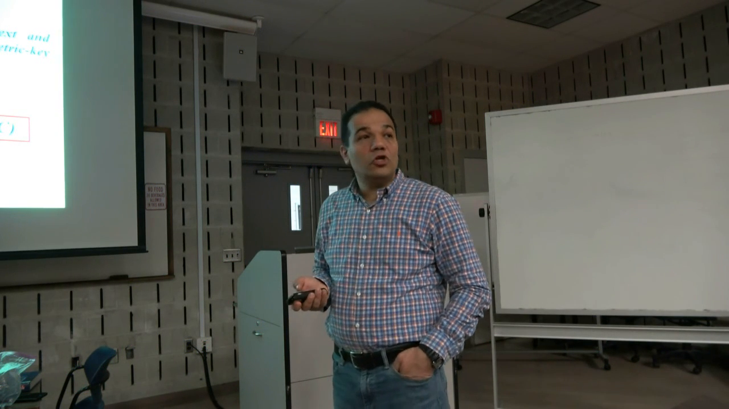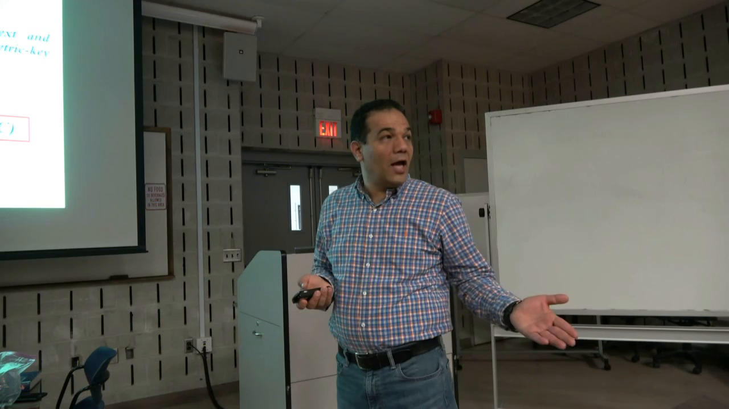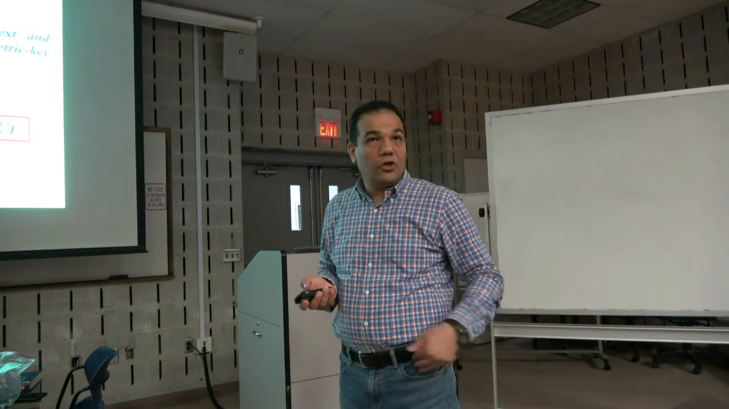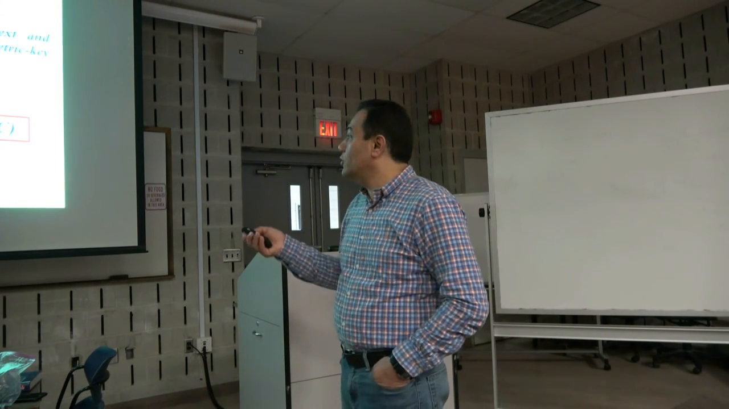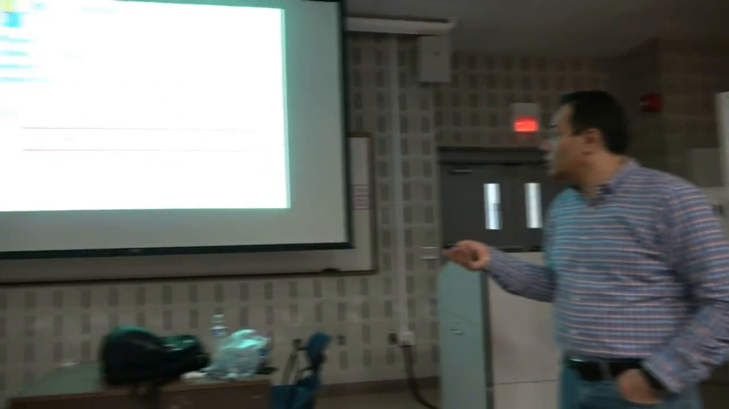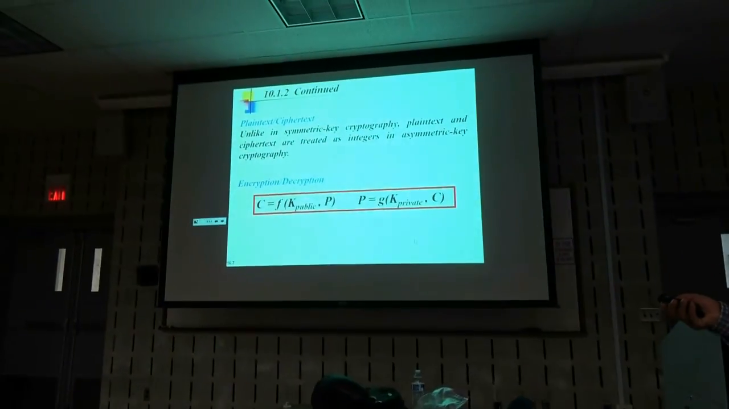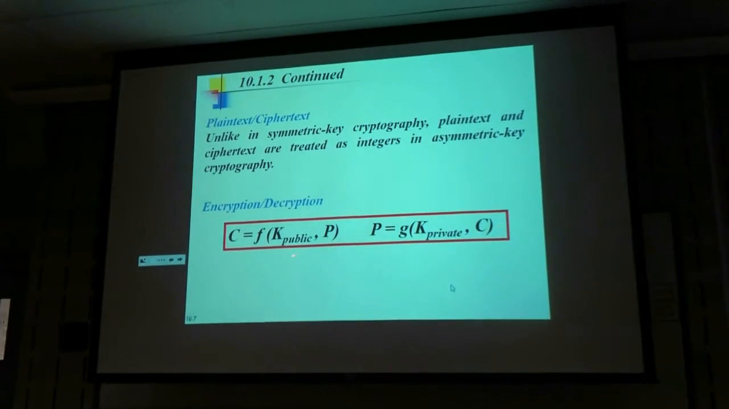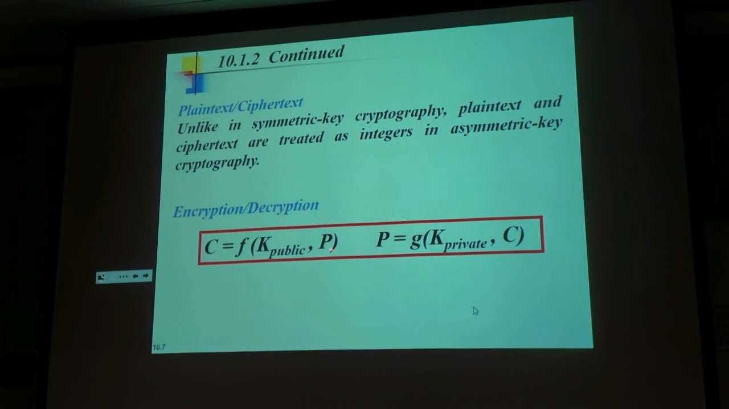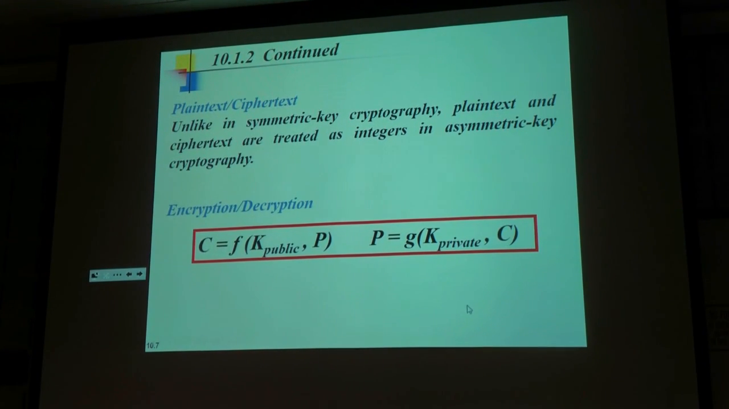So mathematical operations, you do them in what? In alphabets or in digits? In digits. So the data has to be digits. So exactly what you're going to do: to generate the ciphertext, you're going to have a function. The input to the function is the plaintext and the public key. Using the public key, you can create the ciphertext. To get the plaintext, you're going to have another function called G, using the private key and the ciphertext.